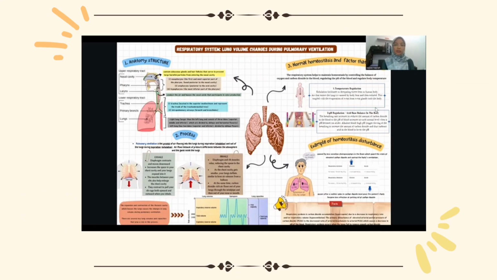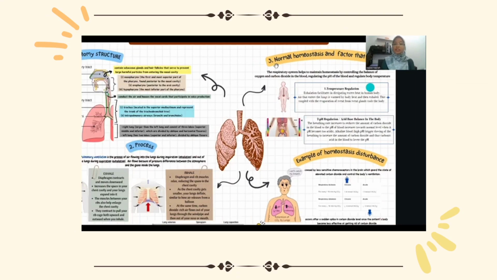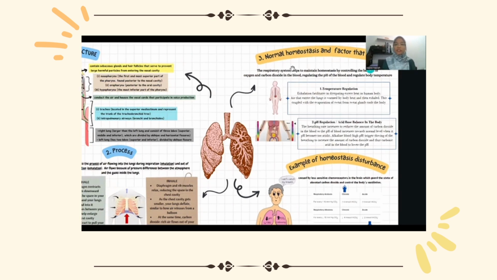The last part, I will talk about homeostasis: normal homeostasis and factors that disturb our normal homeostasis. The respiratory system helps to maintain homeostasis by controlling the balance of oxygen and carbon dioxide in the blood, regulating the pH of the blood, and regulating body temperature. Pulmonary ventilation is controlled by the sympathetic and parasympathetic regions of the autonomic nervous system.